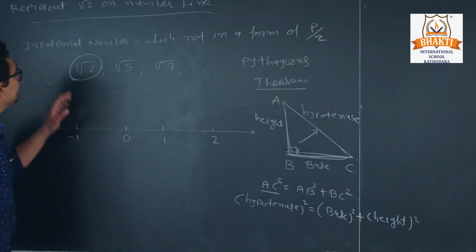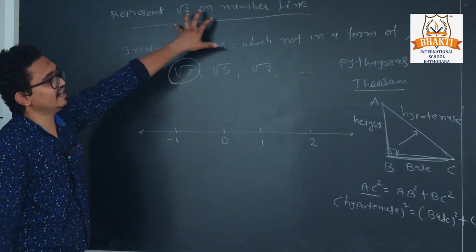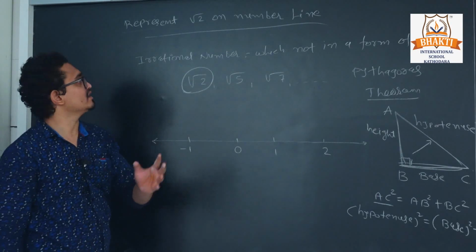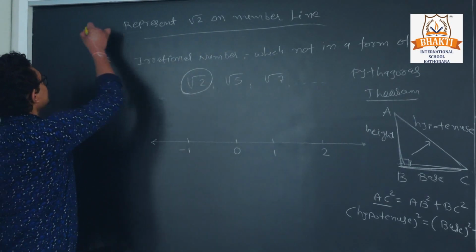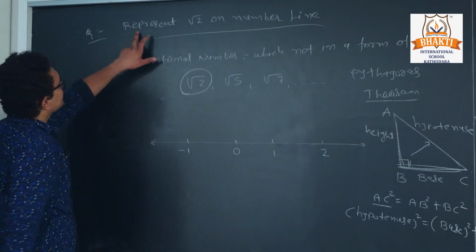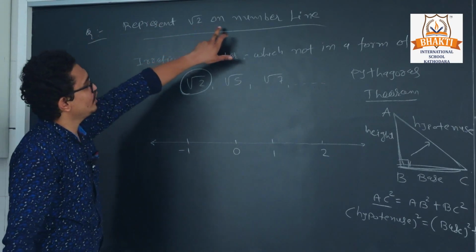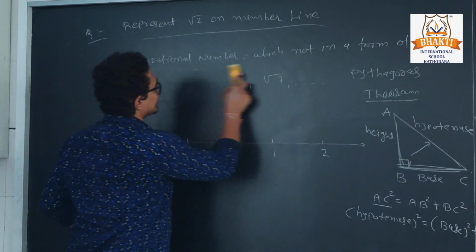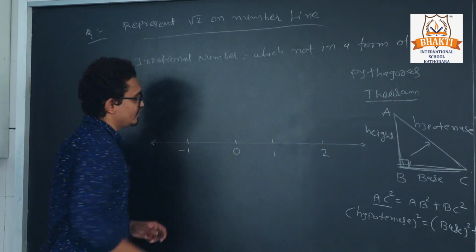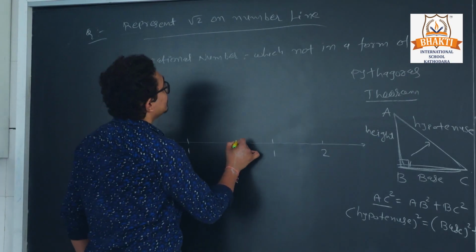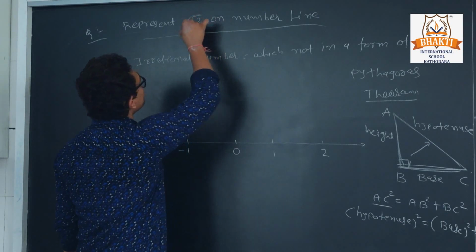Now we can take one example, so you can get the idea of how we can represent any irrational number on a number line. Our question is: represent root 2 on a number line. First of all, we draw the number line. On this number line, we want to represent root 2.